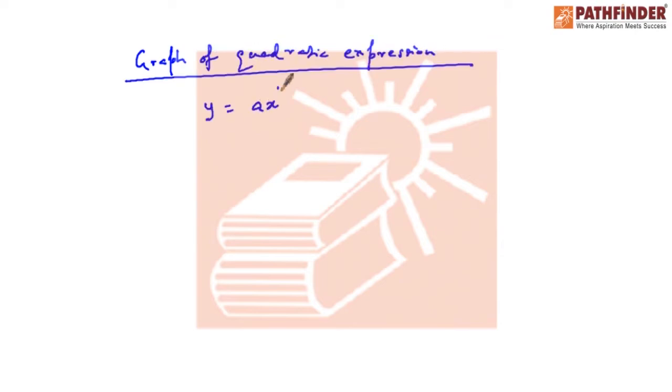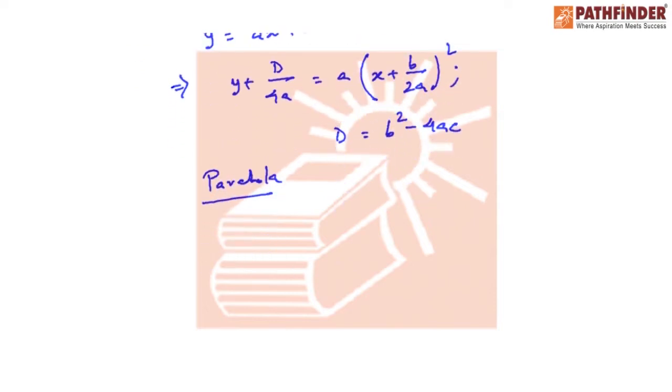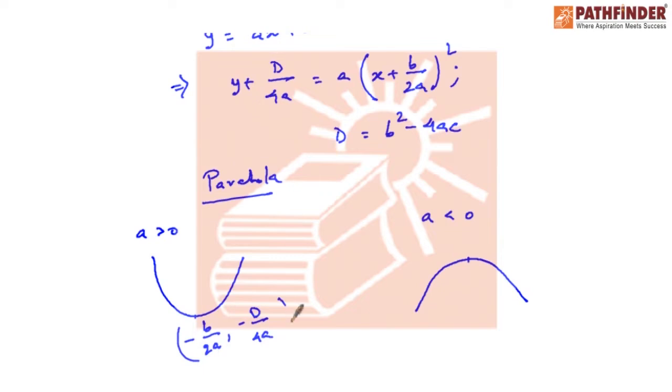Now y equal to ax² plus bx plus c, using completing the square and simplifying, can be written as y plus D by 4a equal to a multiplied by (x plus b by 2a) whole square, where D is the discriminant b² minus 4ac. Now the graph is always a parabola. The graph of a quadratic expression is always a parabola. If a is positive, then the parabola is concave upward, and if a is negative, then the parabola is concave downward. In either case, the vertex is given by (minus b by 2a, minus D by 4a).